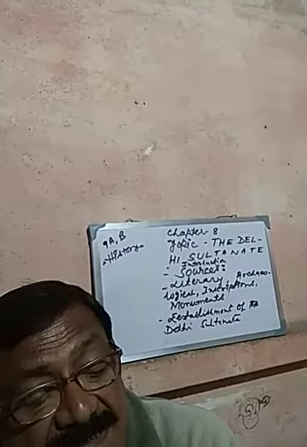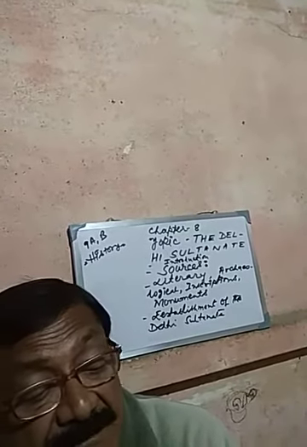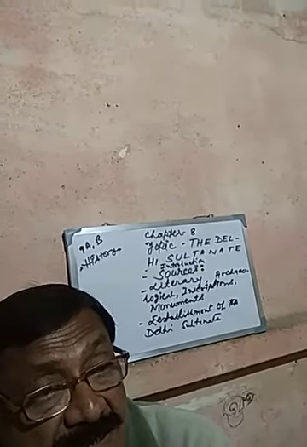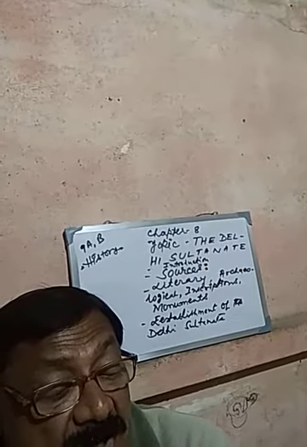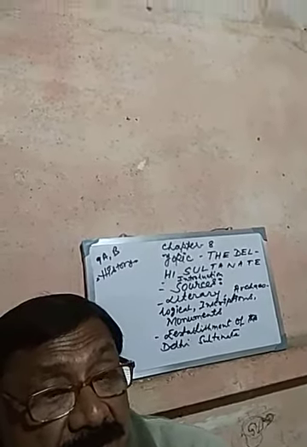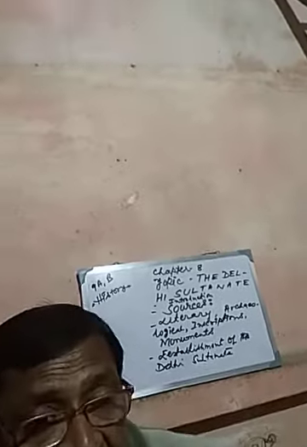Some of the writers also wrote in Sanskrit, Arabic, Persian. The book Urdu also was written. These are all sources of information about the rule of the Delhi Sultanate. And next point, establishment of the Delhi Sultanate.